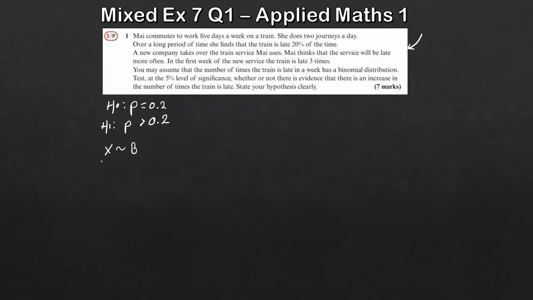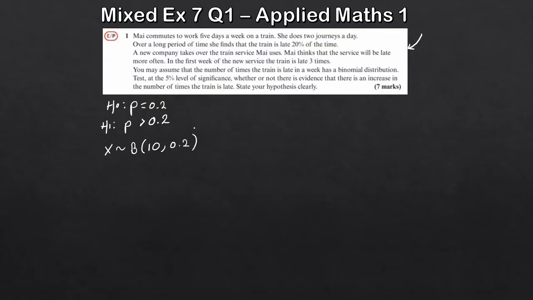Really I should define what X is in my probability, but I'm going to leave it out for the sake of time. What's my N in this case? Well, read the question carefully here. She commutes to work 5 days a week, and obviously she does 2 journeys, going there and going back, I assume. So that's 5 times 2. Be very careful: it's not 5, it's 5 times 2, giving you 10. And the P is what we've got in the question, 0.2.